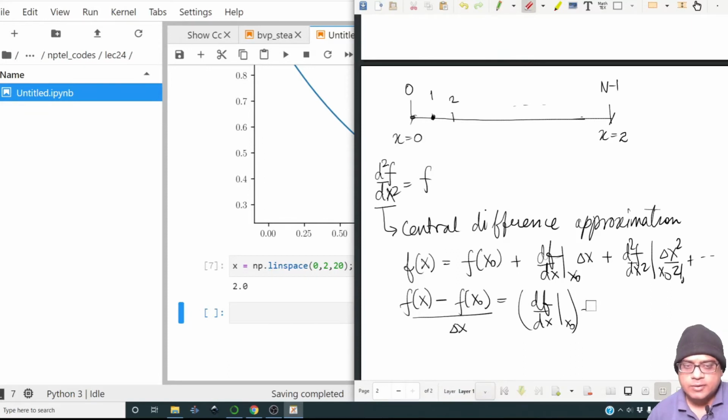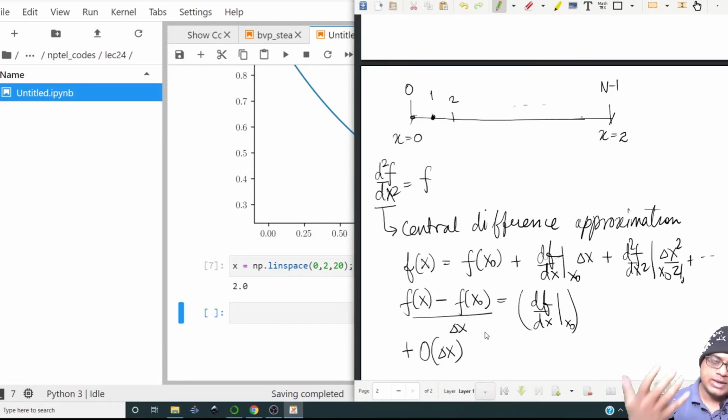But we have neglected the other terms. I've divided everything by delta x, so this will be plus order delta x, meaning whatever I'm neglecting is going to be proportional to the delta x that I have over the grid. If delta x is small, then this approximation is also good. If delta x is large, this approximation is not going to be good.